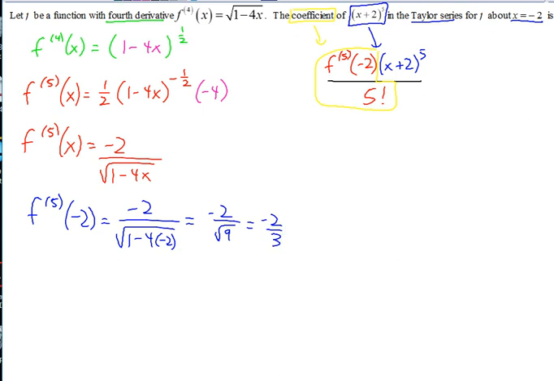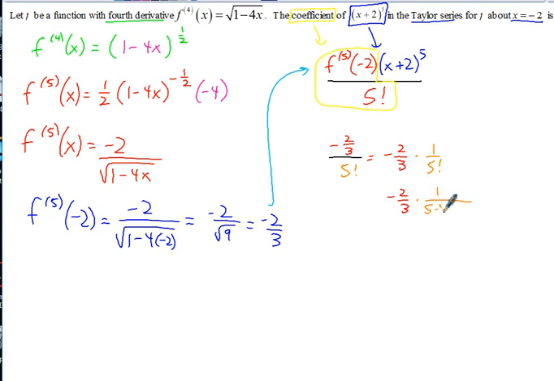So that's what we can substitute in right here. So our coefficient would just be negative 2/3 divided by 5 factorial. Well, that's the same as multiplying by the reciprocal, 1 over 5 factorial. Sometimes you might see it left like this, but oftentimes, especially when things reduce, you'll see it worked out. So let's go ahead and work this out and see what reduces.